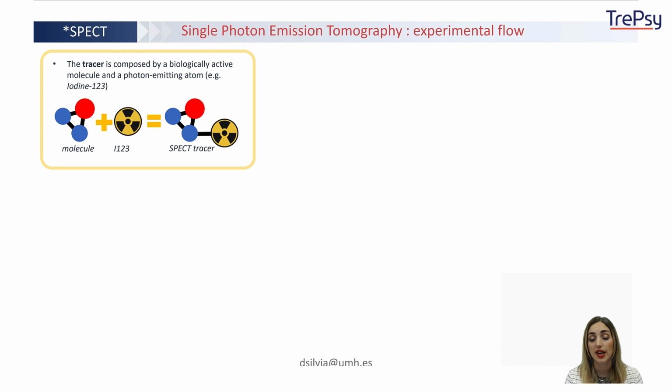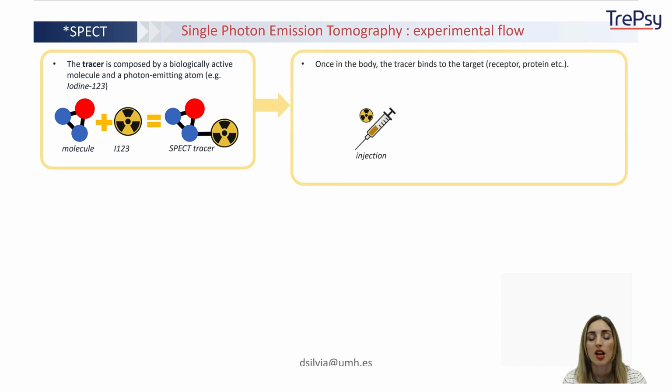The tracer, again, so this is again the experimental flow. You can see that it's pretty similar to the PET imaging. The tracer is composed of a biologically active molecule and a photon-emitting atom. Most of the cases, iodine 123. Again, it gets produced locally close to the experimental site, and then it's injected in the body through injection.